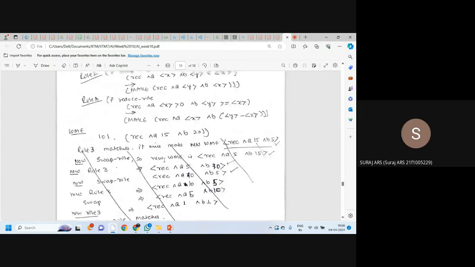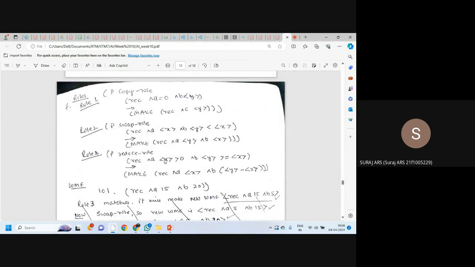If it satisfies that condition, then it fires. The pattern matches, so then it will fire. So you see the first condition which is there: A is 15, B is 20.